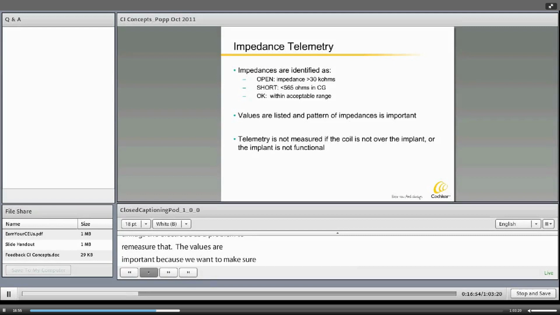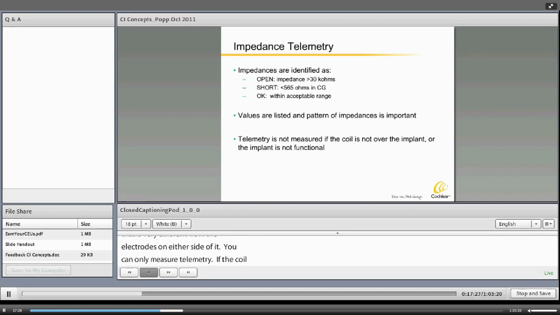The values are important because we want to make sure that they're within that acceptable operating range, and the pattern of the impedances is important. We tend to see a fairly smooth pattern to the graph of where those impedances occur, and it's unusual to see a spike of one electrode that is very different from the electrodes on either side of it.